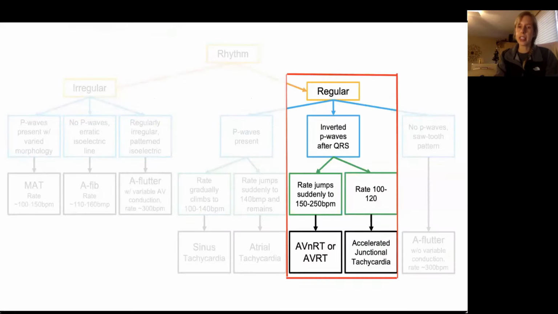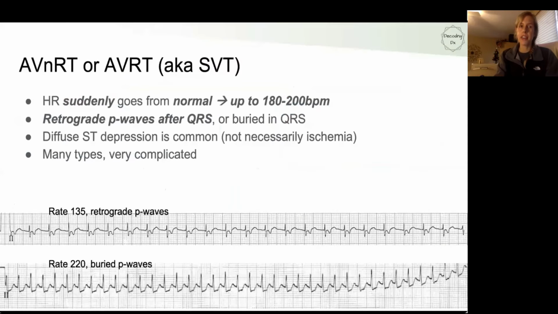Next, we're going to look at instances where the P wave is inverted after the QRS. So there are 2 situations we need to talk about with this one. First is AVnRT or AVRT, aka SVT. So that's a lot of acronyms. That stands for AV node reentrant tachycardia, AV reentrant tachycardia, or it's commonly just called supraventricular tachycardia.